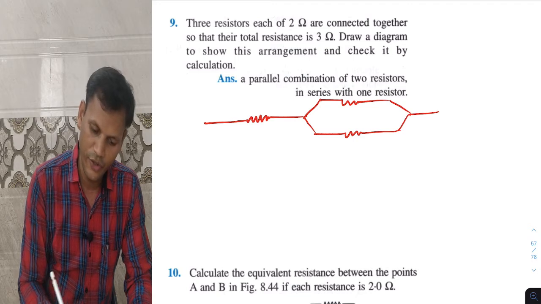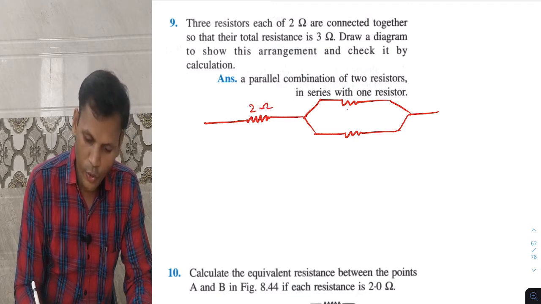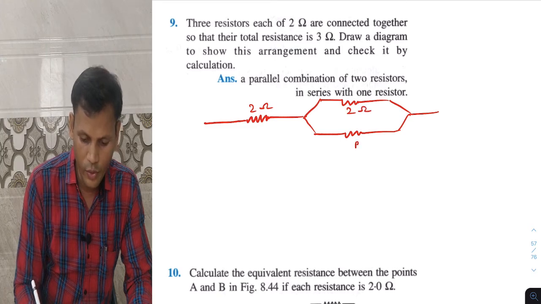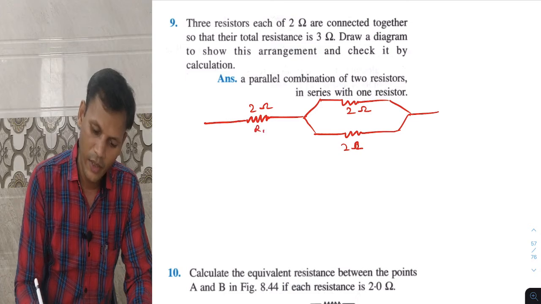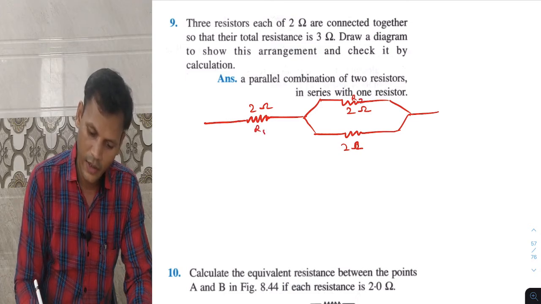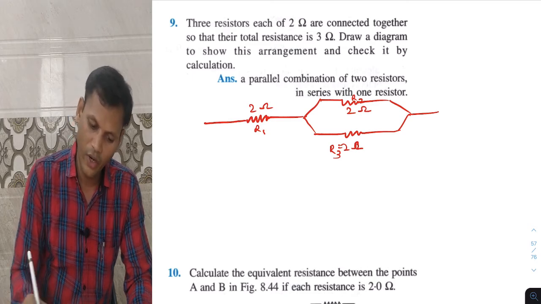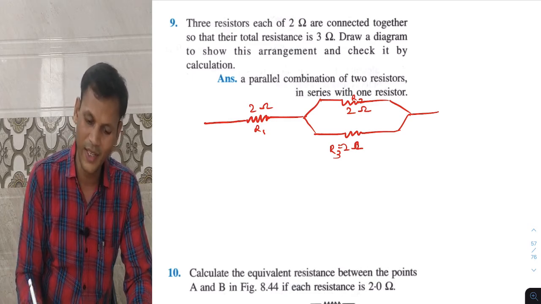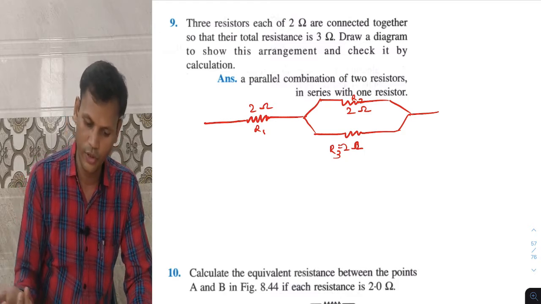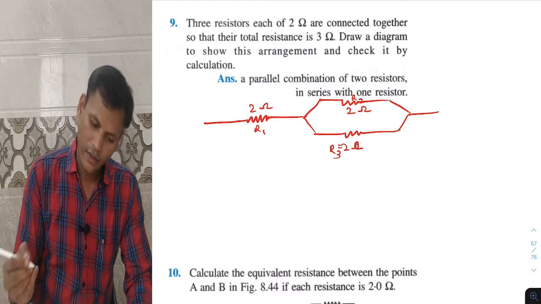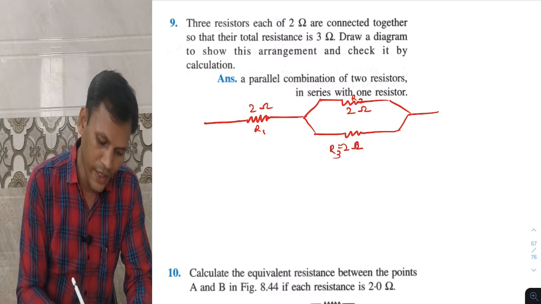So this kind of connection we get. This is our 2 ohm, this is also 2 ohm and this is also 2 ohm. So 2 ohm each; I will say R1, R2, R3. We have drawn the diagram. Draw a diagram to show this arrangement and check by calculation. So what we did: 2 resistances are in parallel and 1 in series.